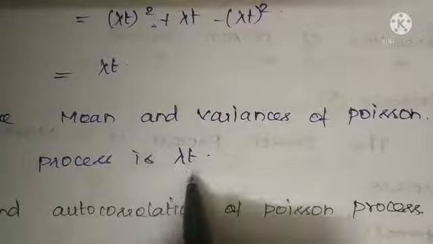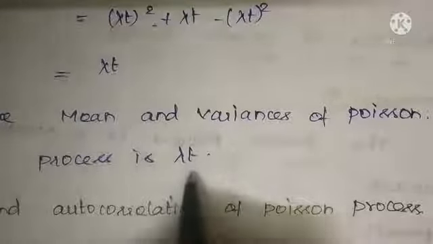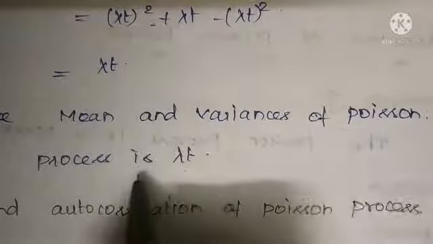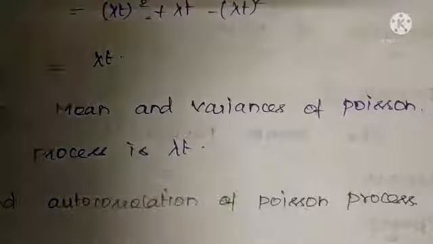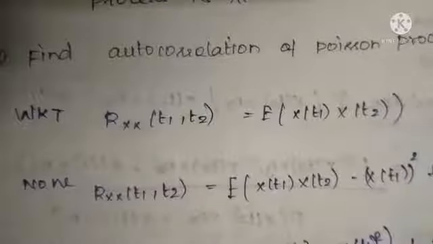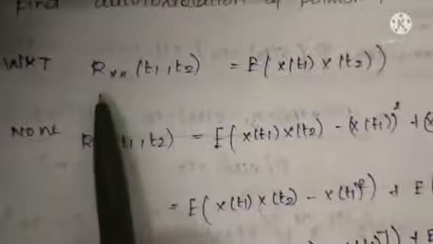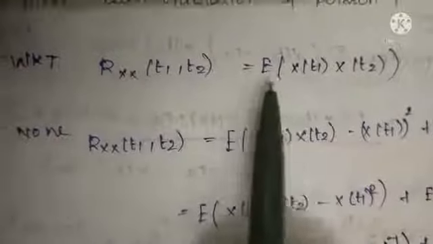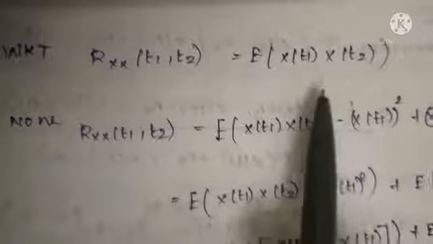You studied in the first unit, mean and variance of Poisson process lambda, right? Here also the mean and variance of Poisson process are the same, which is lambda t. So next comes autocorrelation of Poisson process. What is autocorrelation of Poisson process? We have studied it, right? Autocorrelation Rxx of t1 comma t2 is expectation of x of t1 into x of t2.